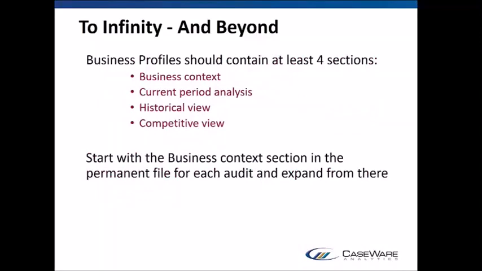Any business profile should contain, I would say, at least 4 sections. You may choose to document in a different way, but these are sort of 4 categories of data you should have. Business context, current period, historical, and competitive. So I'm going to get into each one of those now.